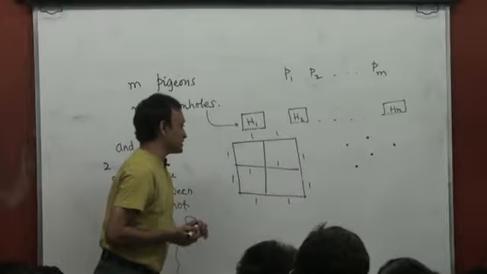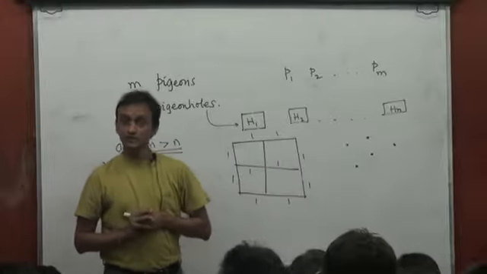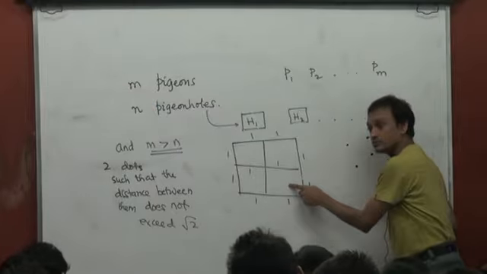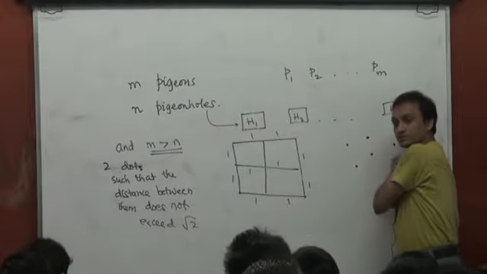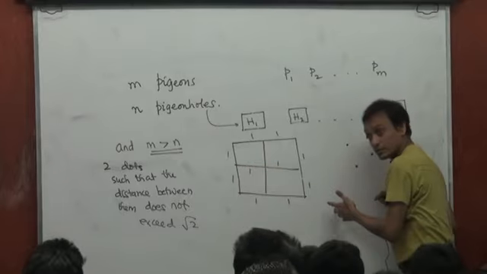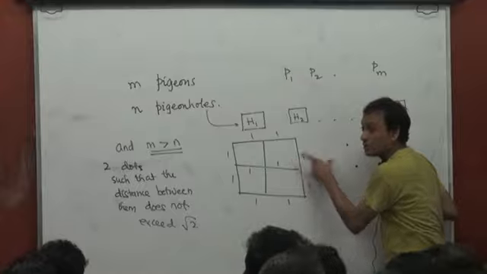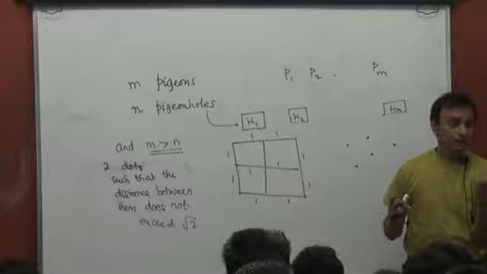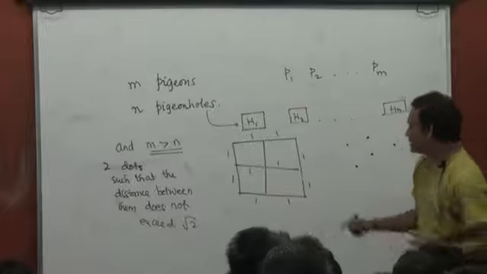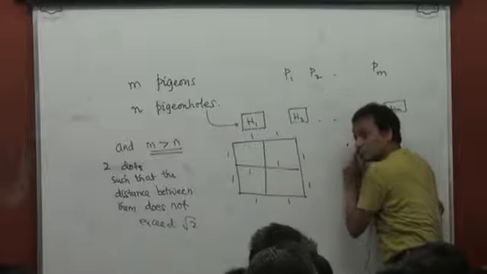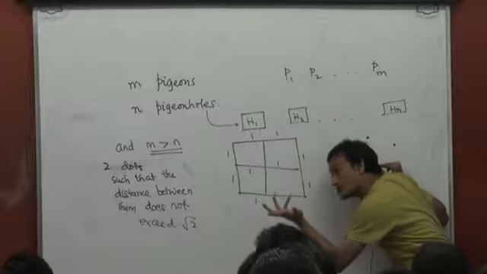A 1 by 1 square. Right? 4 pigeonholes, 5 pigeons. At least 1 pigeonhole must have 2 pigeons. There must be at least 1 pigeonhole having more than 1 pigeon. So at least 2 of these dots must lie in the same sub-square.